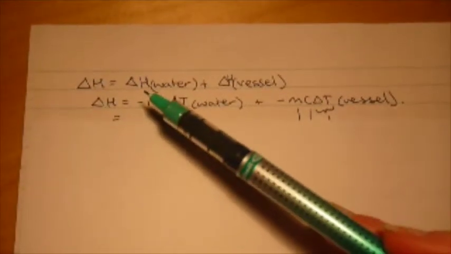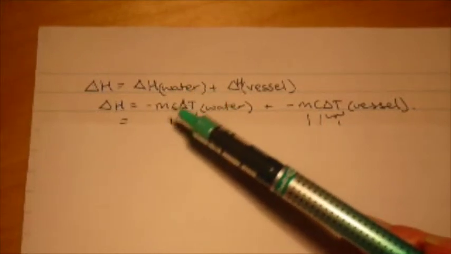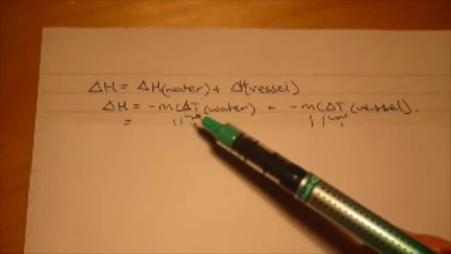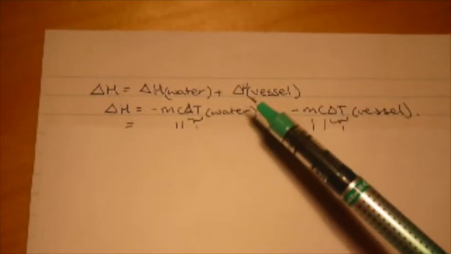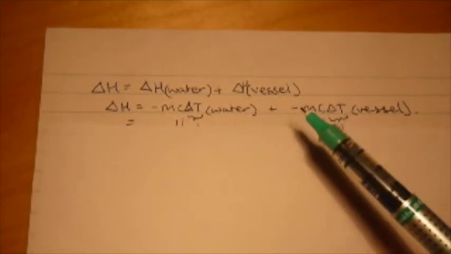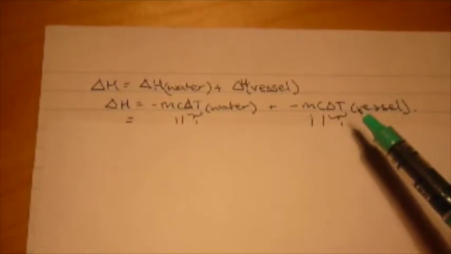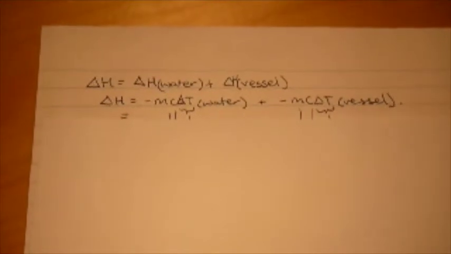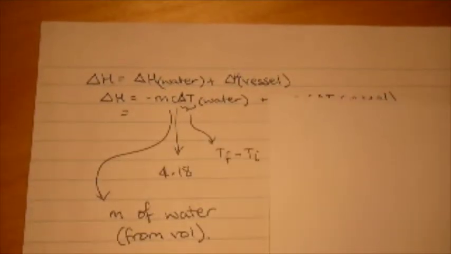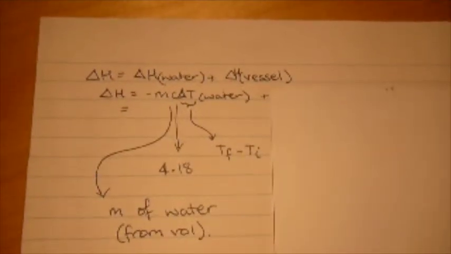So as we mentioned in class, we've got the delta H of the water, which is the same as the negative mCAT equation for the water, and the delta H for the vessel, which is the same as the negative mCAT for the vessel. So the delta H for the water is fairly easy. It's the same way that we normally do it.